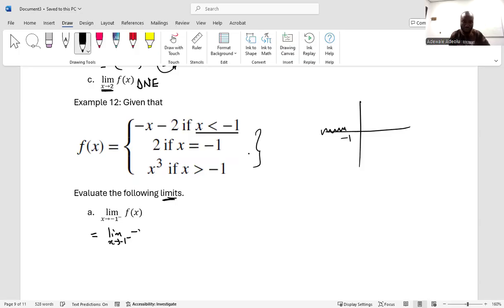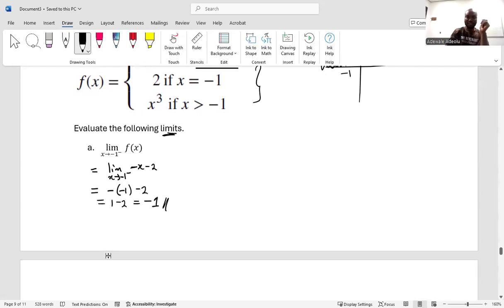So it means you will use that here. Now you can just plug it in. So remember it is -1. But you have a negative here. So that is minus times our x, which is -1, minus 2. So that is 1 minus 2, which is -1. That is the left-hand limit.